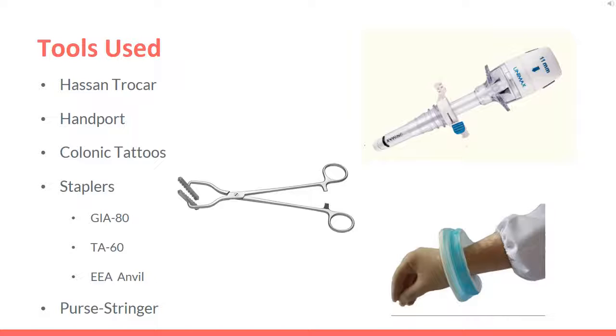In addition to these tools, I want to address colonic tattoos, which were used in this procedure, which are routinely used to facilitate laparoscopic localization of neoplasms. They can be placed via flexible endoscopy in the operation room to mark the distal transection point.